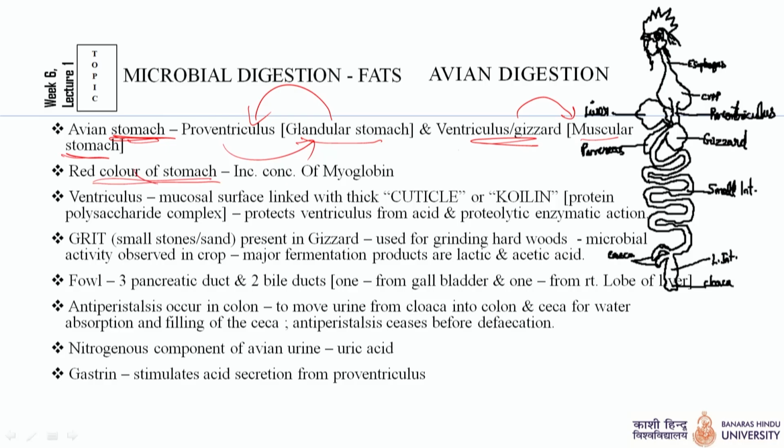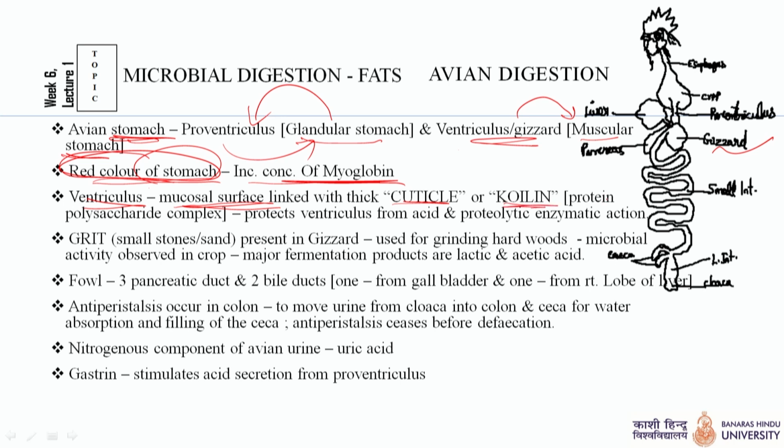Now, next time when you go to the abattoir or the butcher shop, where they slaughter the birds, you can see that the stomach color is red just because of the myoglobin in nature. Okay, so next will be the ventriculus. Ventriculus, I told you, is a muscular stomach, or you can say the gizzard. Gizzard is here. This is lined on the mucosal surface with the cuticle or the koilin.